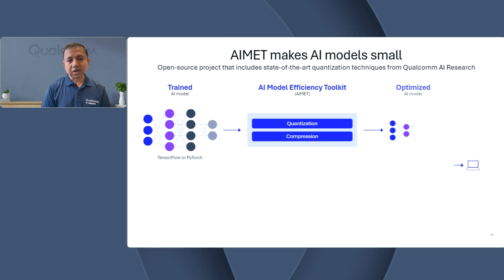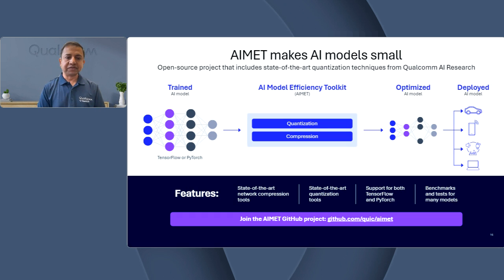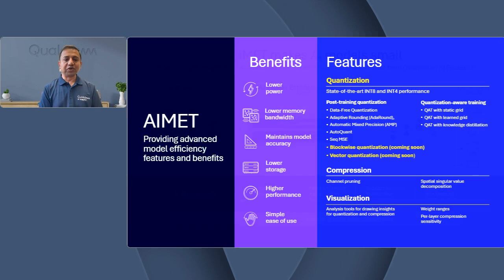I'm going to talk a little bit about AIMET, which stands for AI Model Efficiency Toolkit. This is a toolkit that allows models like TensorFlow and PyTorch models to be optimized for quantized runtimes. You take models from TensorFlow or PyTorch, apply different techniques from AIMET, and you get an optimized model, shrunk and quantized, that can be deployed on different targets. AIMET is an open source project. You can follow the link at the bottom, follow our development there, and contribute as well.